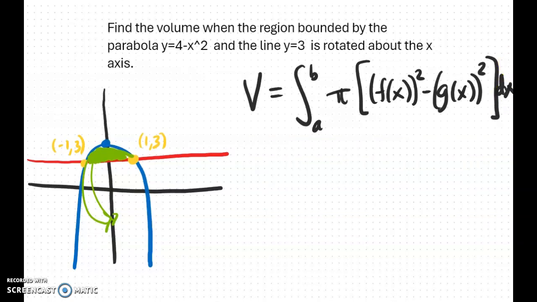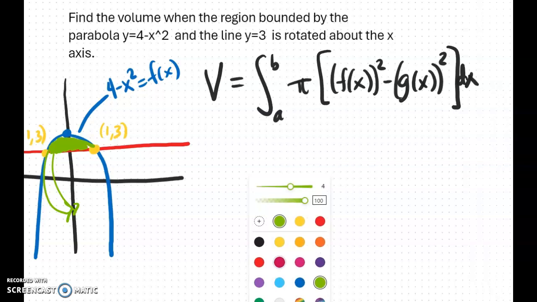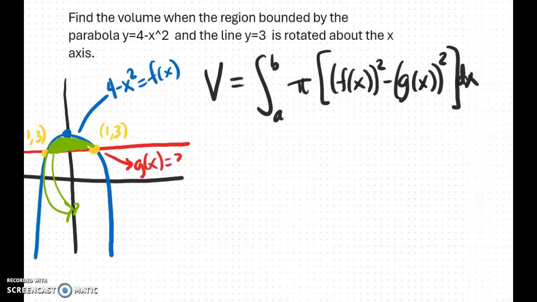And so which one is f of x, which one is g of x? Well, f of x is the top function here. This top function was my 4 minus x squared. So we're going to call that f of x. And the bottom function is my g of x, and my bottom function was y equals 3. So those are the two we're going to use. So we're going to plug those in there.